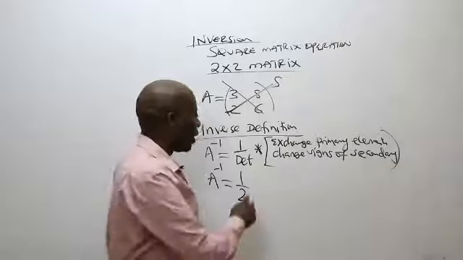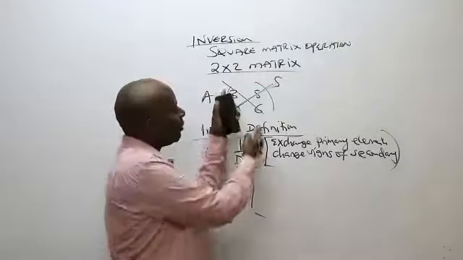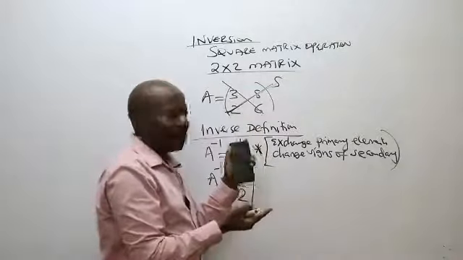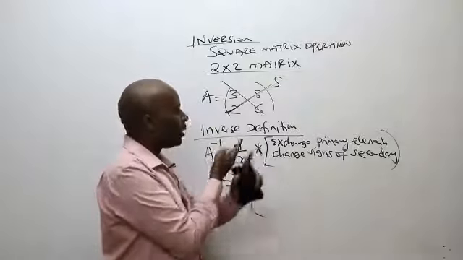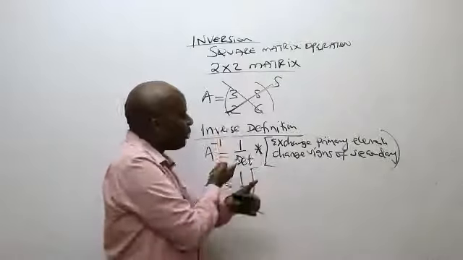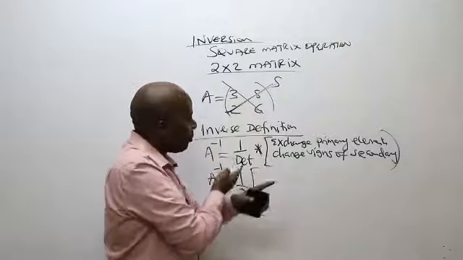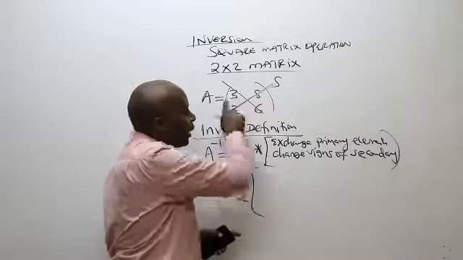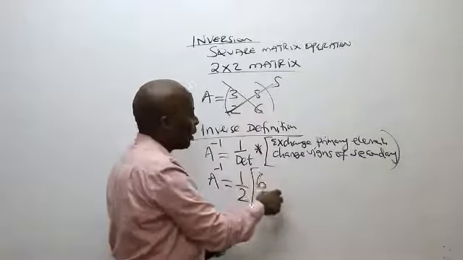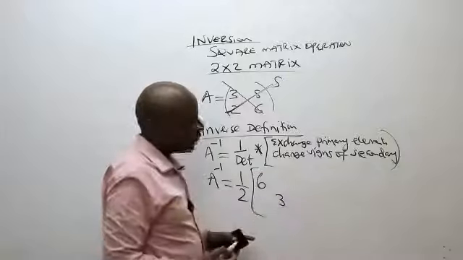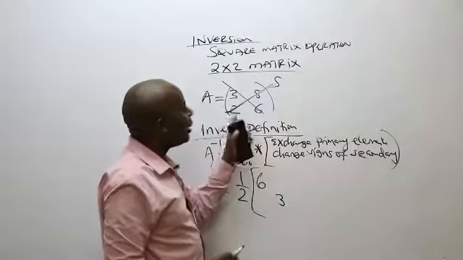1 over 2 into, what have we said about the primary elements? The primary elements, we shall swap them. So we have 6 and 3, we interchange them. So we have here 6 versus 3. How about the secondary elements?